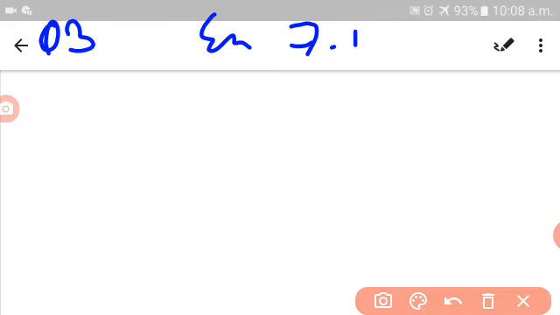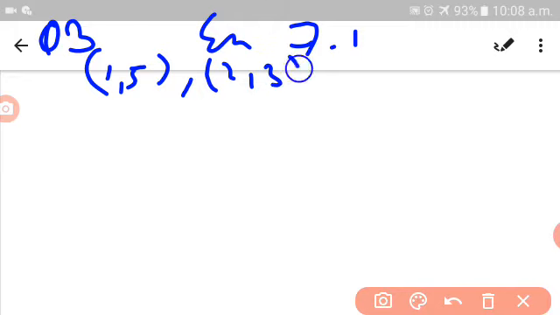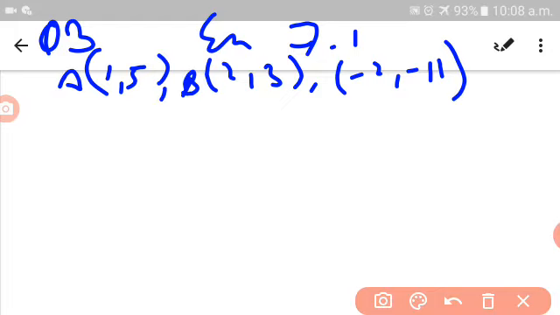The question is: determine whether the points (1, 5), (2, 3) and (-2, -11) are collinear. Collinear means the points which are in a line. So suppose this point is A, this point is B, and this point is C. The coordinates of A are (1, 5), the coordinates of B are (2, 3), and the coordinates of C are (-2, -11).